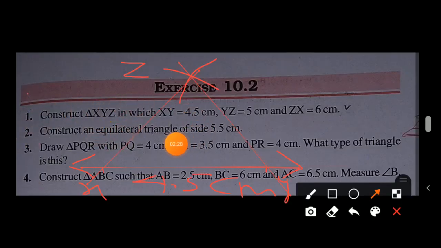This is our required triangle XYZ. This is X, this is Y and this is Z, in which XY equal to 4.5 cm, XZ equal to 6 cm and YZ equal to 5 cm. This is the construction of triangle XYZ for the question 1.